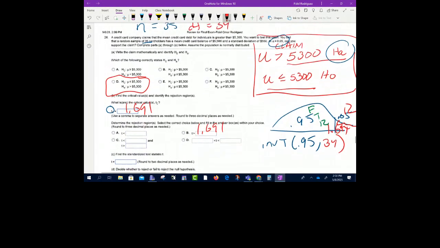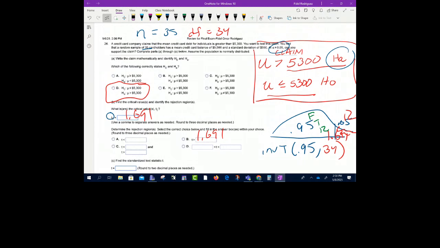Sir, what if we didn't have that T to know it's a T? How do you know that? Because when it just says standard deviation, if it doesn't say population, it's going to be your sample standard deviation. That's how you know. In the problem before, it said population standard deviation. That's right. You're welcome.